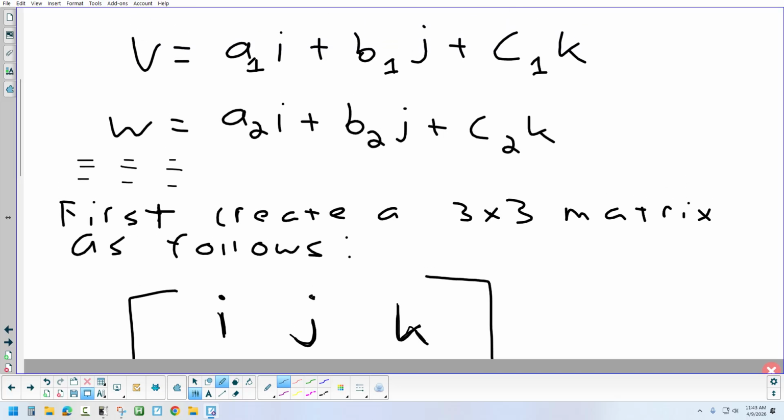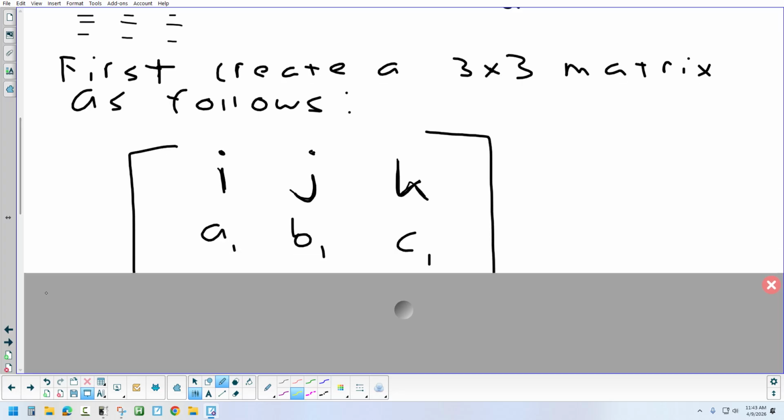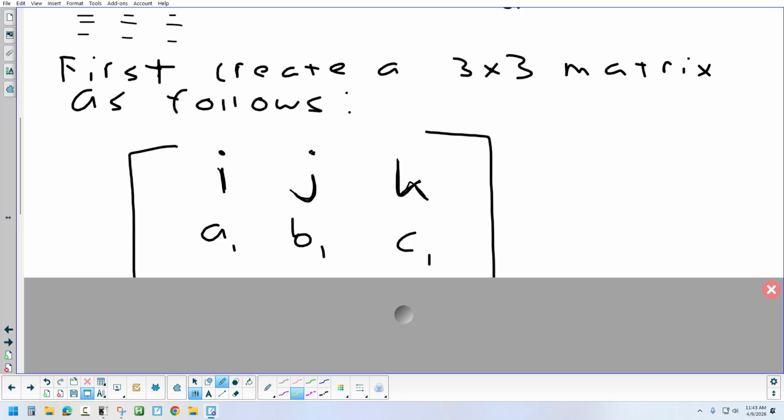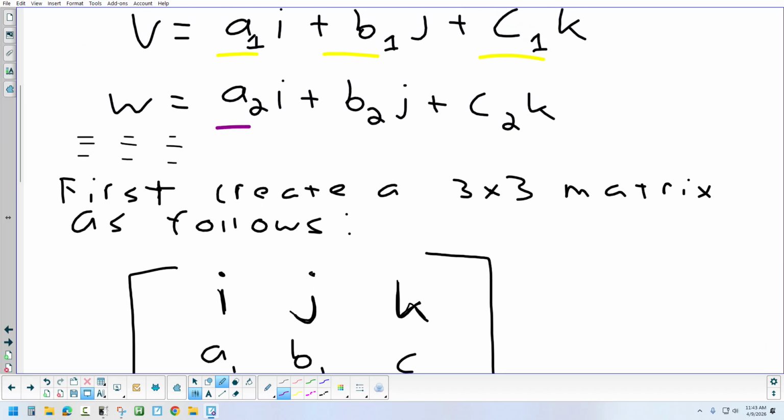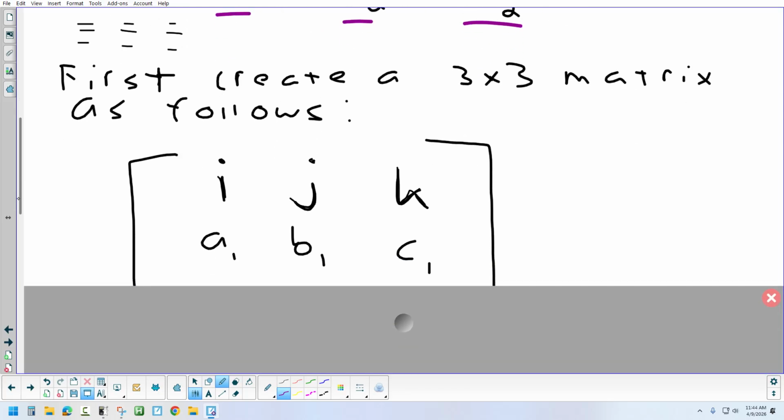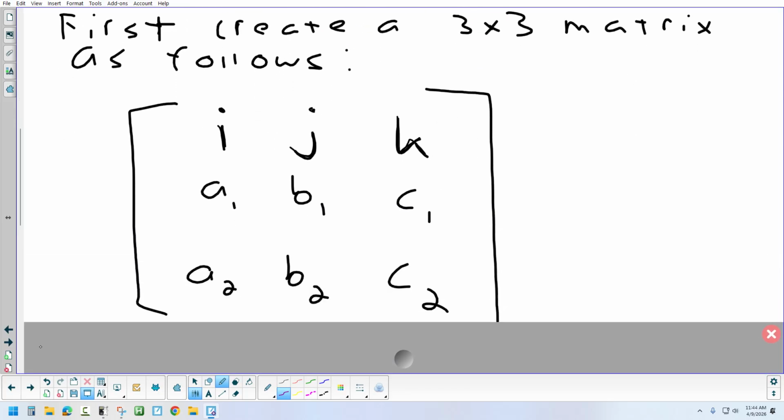Then in the second row, you're going to write down the three things I underlined in yellow: A1, B1, C1. And in the bottom row, you're going to write down the three numbers A2, B2, C2. Okay. Any question on that first part?